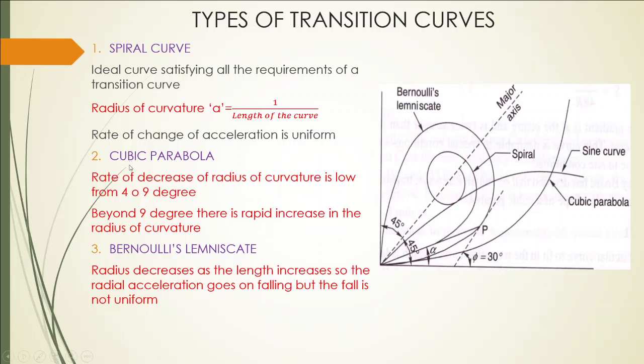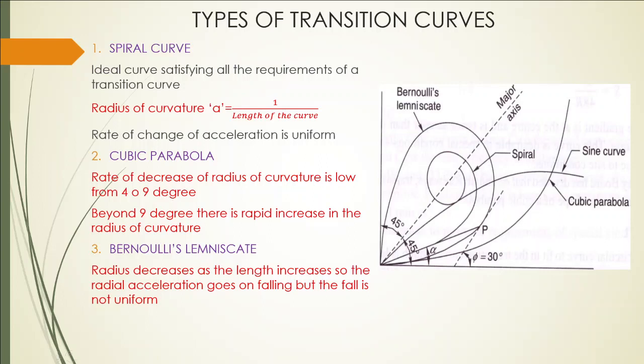Then the second one is the cubic parabola. In the cubic parabola type of transition curve, the rate of decrease of the radius of curvature is low, that is from 4 degrees to 9 degrees. And beyond 9 degrees, there is a rapid increase in the radius of curvature. Means the rate of decrease of radius of curvature is low, that is from 4 to 9 degrees.